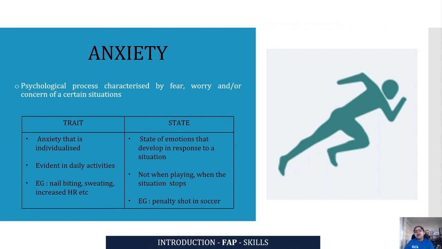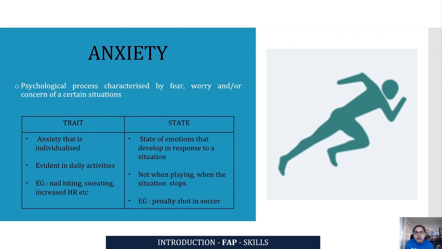Okay, so psychological processes that are characterized by fear, worry, or concern about certain situations, that is anxiety. And there are 2 types of anxiety that we need to look at. The right hand side of the syllabus wants you to distinguish between trait and state anxiety, and for example, talk about the differences between the 2, how one may arise, how one may be better than the other as well.